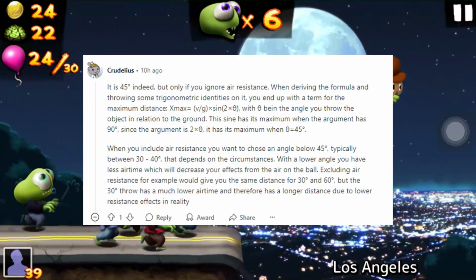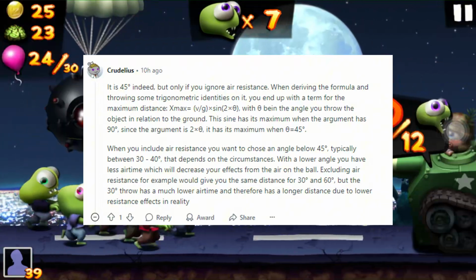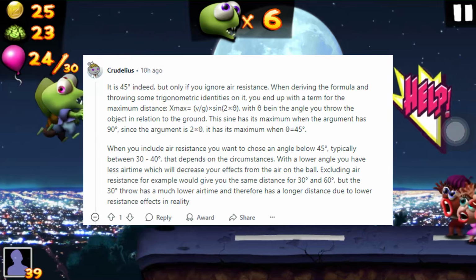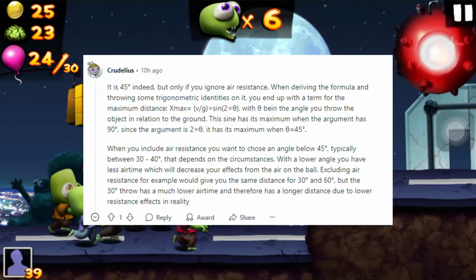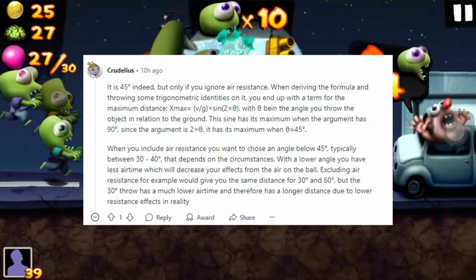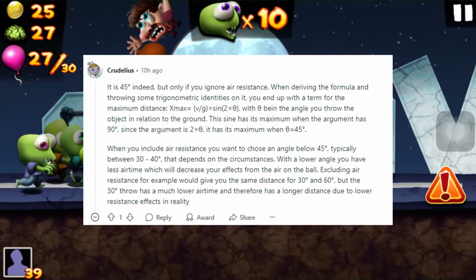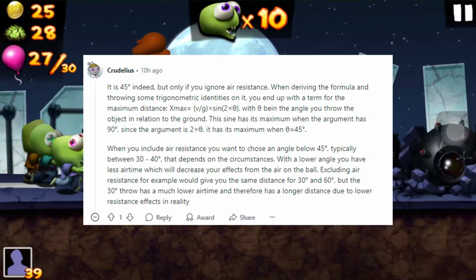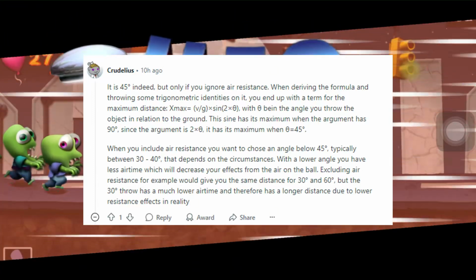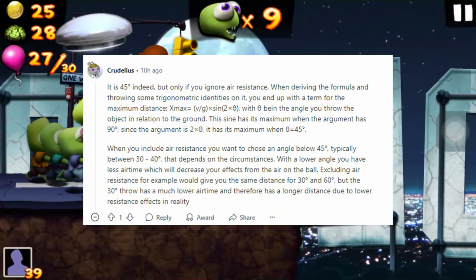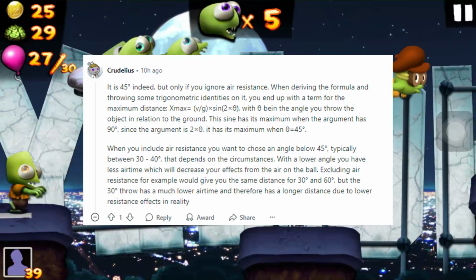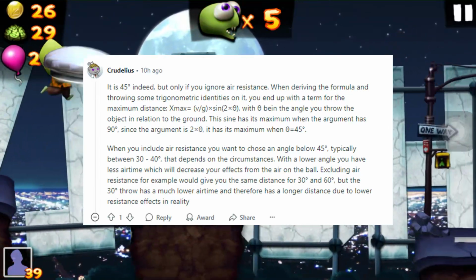It is 45 degrees indeed, but only if you ignore air resistance. When deriving the formula and throwing some trigonometric identities on it, you end up with a term for the maximum distance. Xmax equals v squared over g times sin 2 theta, with theta being the angle you throw the object in relation to the ground. This sine has its maximum when the argument is 90 degrees. Since the argument is 2 times theta, it has its maximum when theta equals 45 degrees.